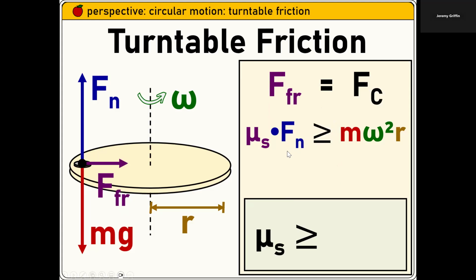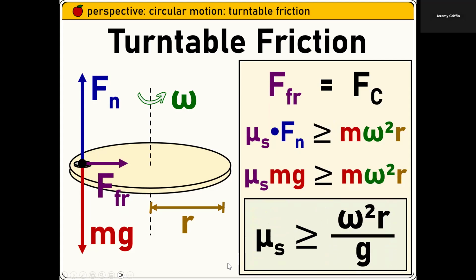Next substitution, I know that normal force is equal to the weight, mg. And next step, I know that the masses cancel. And if I want to solve for coefficient of friction, I can just divide down the gravity field. So you should get that right there.